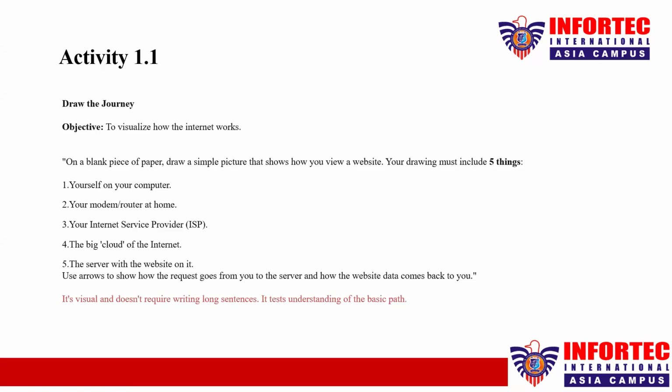Read the question carefully. You have to draw these five components on the paper and show with an arrow how they connect to each other. Right? So I just want to tell you how this internet works.